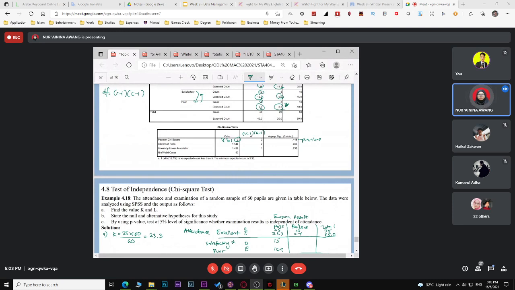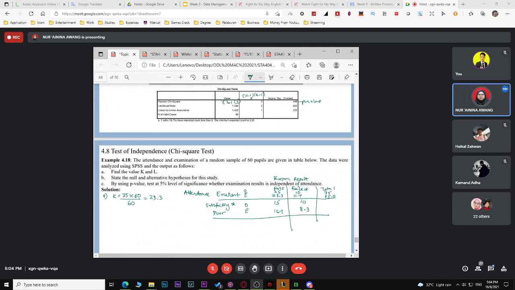Okay, and then for your fail, it is the same, you just add 5 with 5, so we get 10, and then 5 plus 3.3 becomes 8.3. So the total should be 25, and this one you will get 25. And then this one you add up, the total you will get 40, and then this one you will get 20. So the grand total, your total for this one, you will get the same, 60.